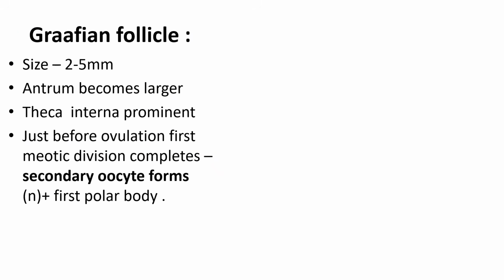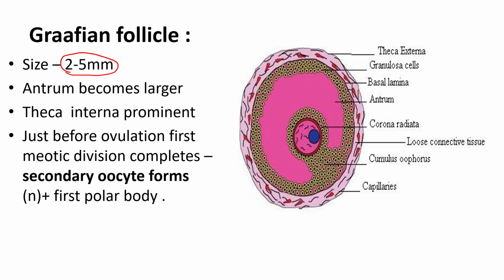Now the final stage of development of follicle is Graafian follicle. Here if you see, it is around 2 to 5 mm, and the cavity becomes larger, and we call that antrum. It becomes larger, and the theca interna becomes prominent.